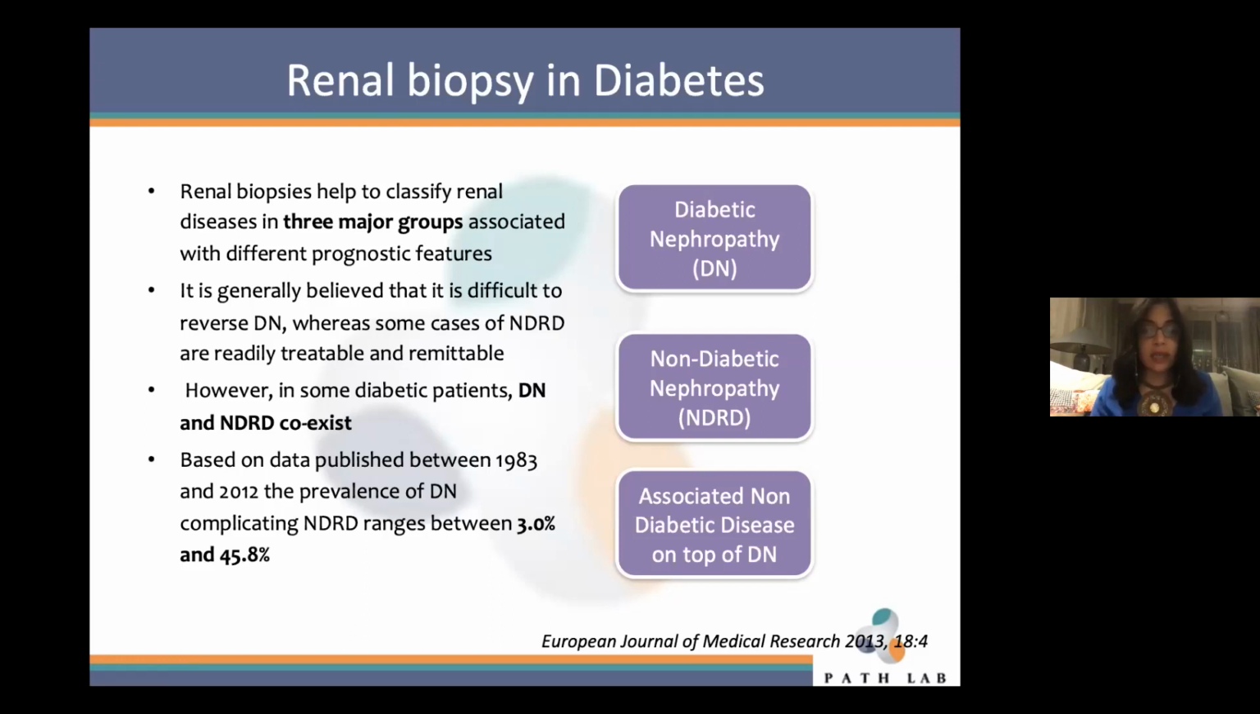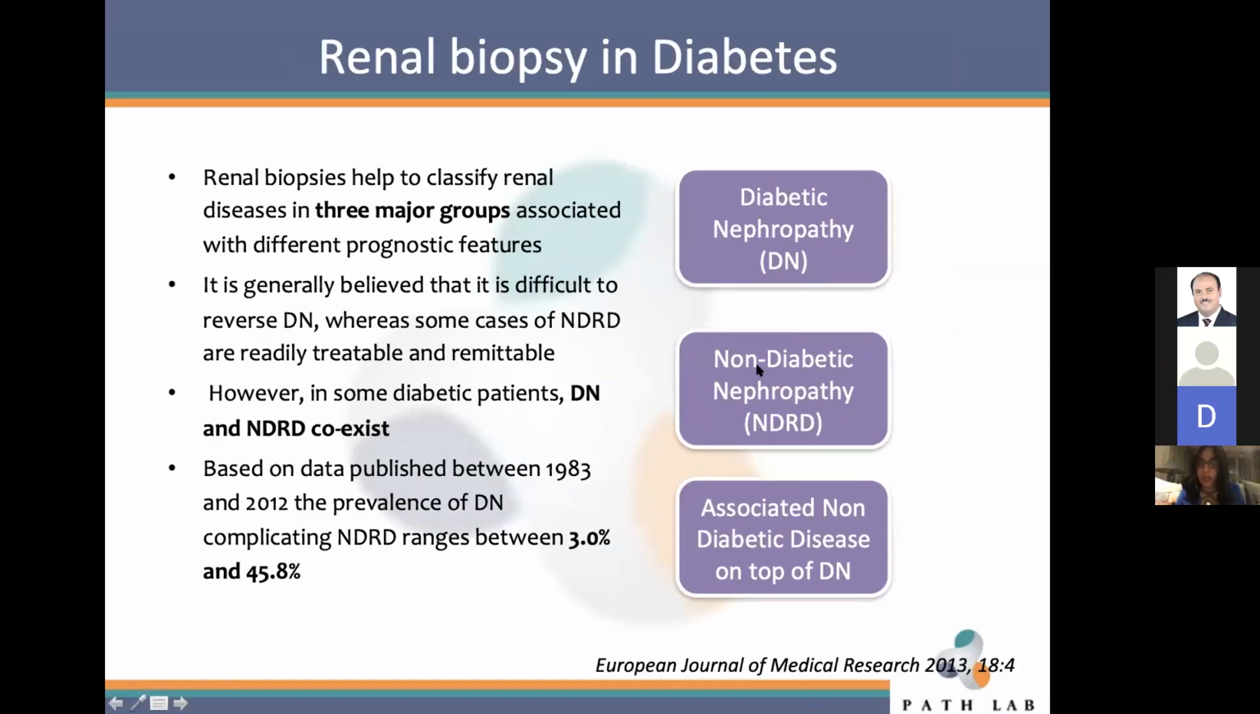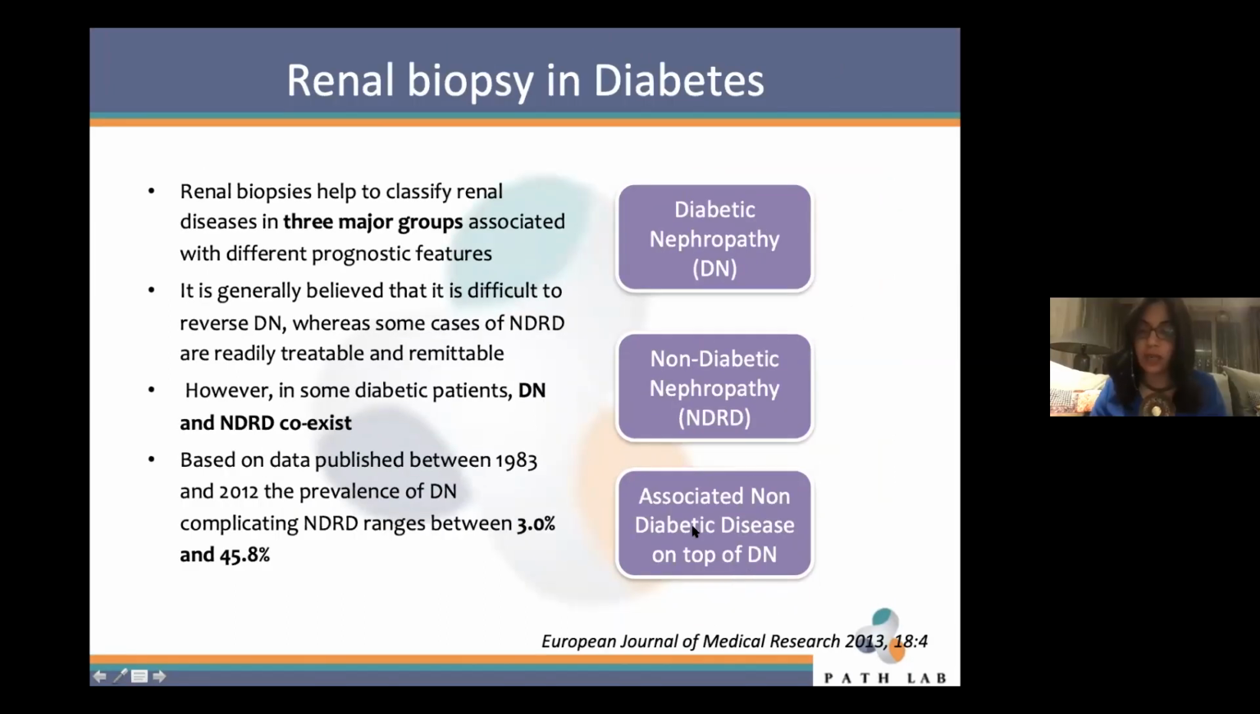So we think that non-diabetic kidney disease is generally believed that it can be reversed. You cannot reverse diabetic nephropathy, but you can reverse the non-diabetic nephropathy. And in these patients, if you manage the non-diabetic nephropathy, then you're giving the patient a better chance towards his prognosis. Based on data published between 1983 and 2012, the prevalence of diabetic nephropathy complicating non-diabetic renal disease ranges between 3 and 45%.